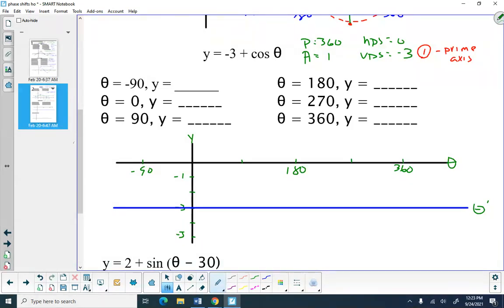We have a cosine curve. When we deal with a cosine curve, we have either a peak or a valley. Well, since we have a positive amplitude, we'll be at a peak. So from our value of -3, we have to go up to a peak, which is our amplitude. So if I start at -3 and go up 1, that's going to take me to -2. I have to go up 1 for my prime axis.